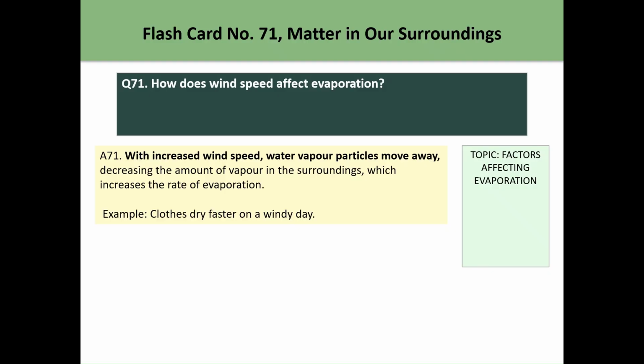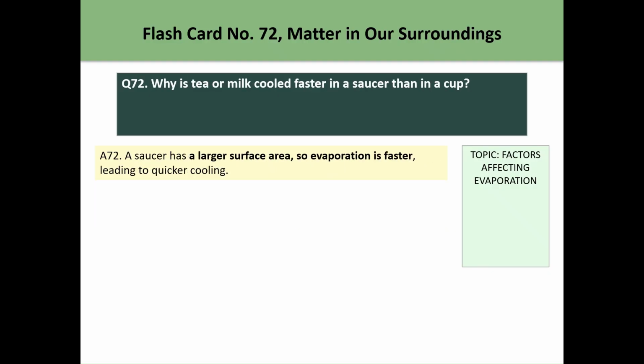Example, clothes dry faster on a windy day. Next. Why is tea or milk cooled faster in a saucer than in a cup? A saucer has a large surface area, so evaporation is faster, leading to quicker cooling.